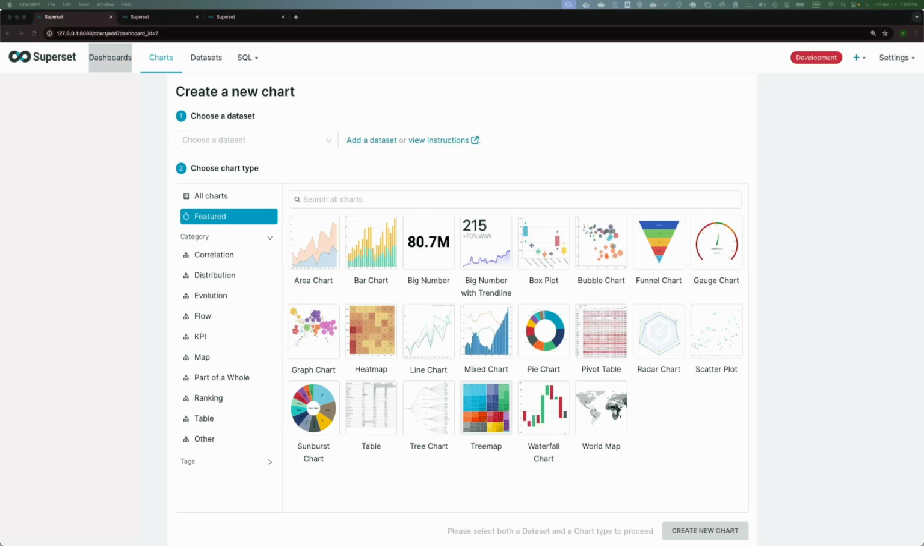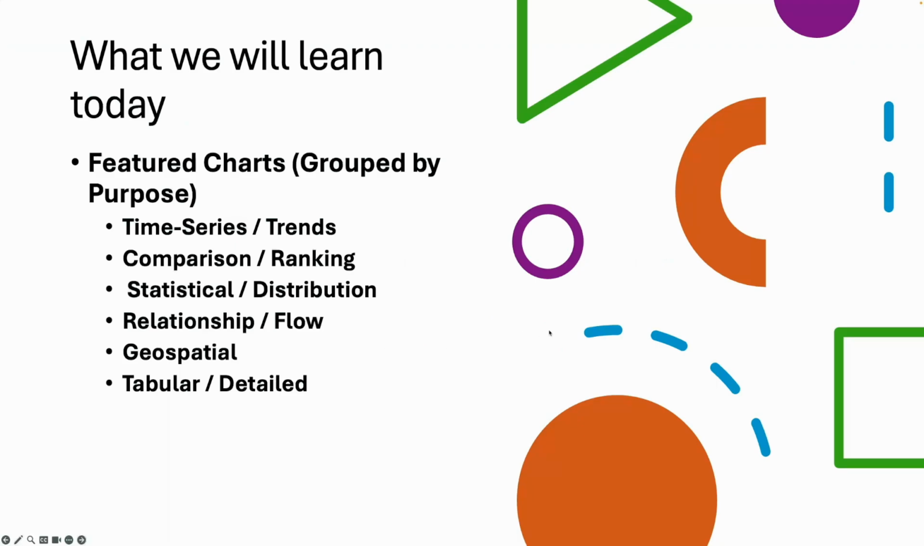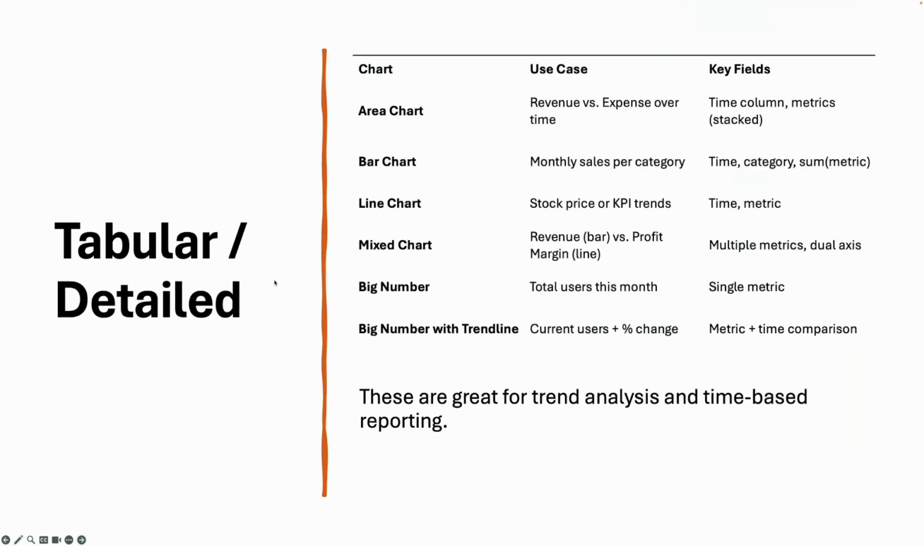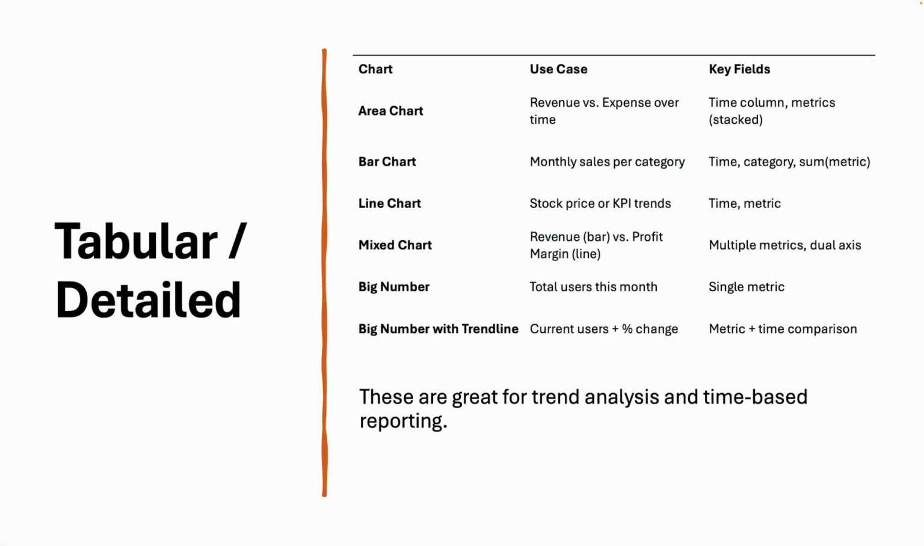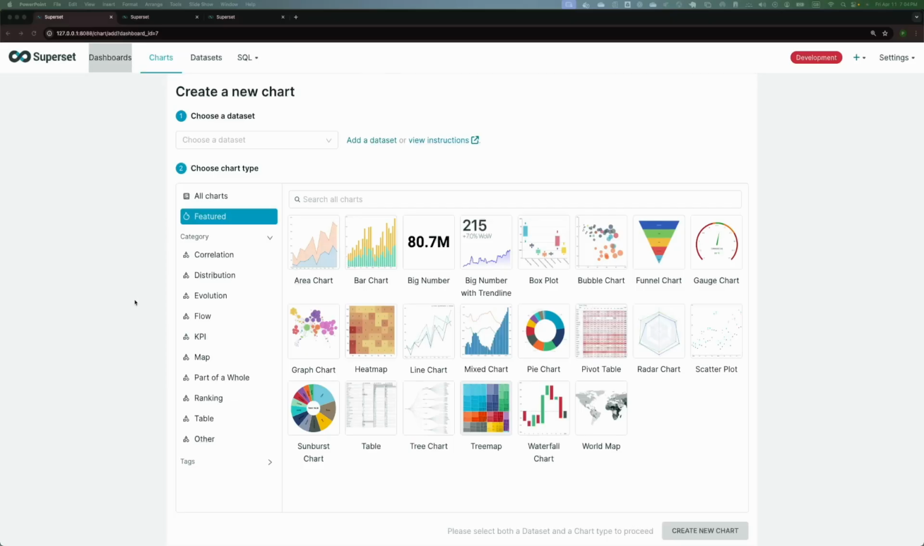So let's get started. Let's get back to our presentation. These 22 charts can be classified into these 6 categories. The first one is time series and trends. My mistake, I have tabular and detail here, so this is not correct. Let me correct it while we speak, so I don't need to stop this video again. And here you go. Just stay with me. Alright, cool.